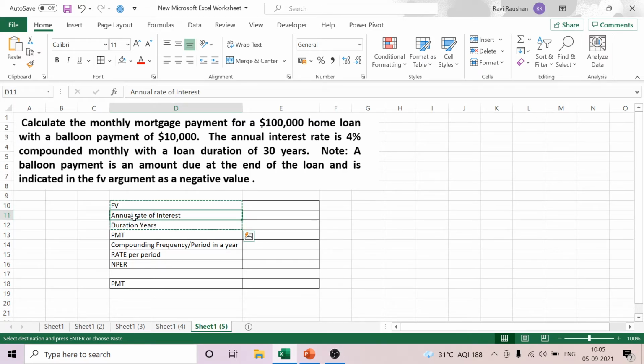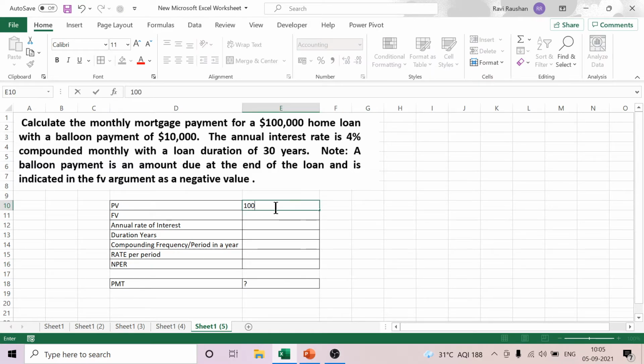Control C, you can put down here. You can make it present value. All right. Calculate the monthly mortgage that you are supposed to calculate for a loan you have taken of 1 lakh. So you put your present value is 1 lakh and that's an inflow. With a balloon payment of 10,000.